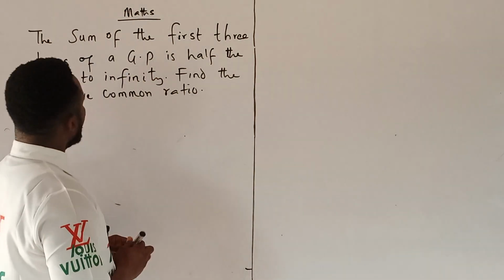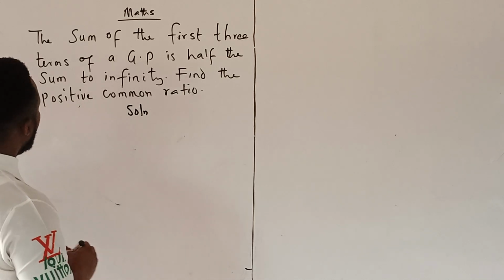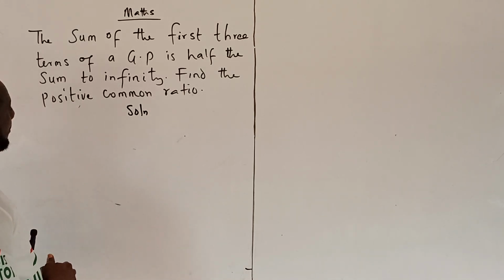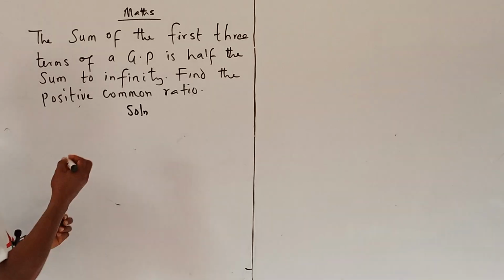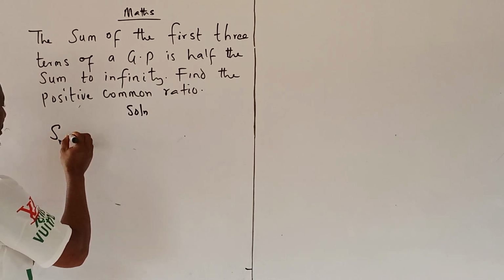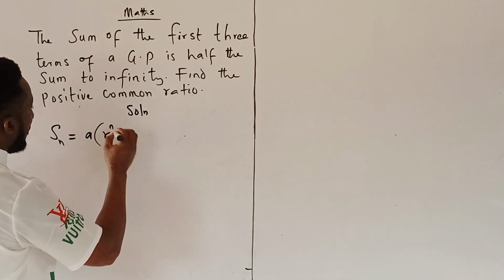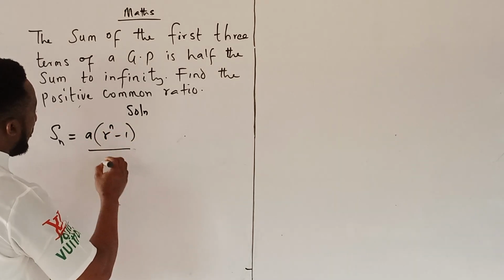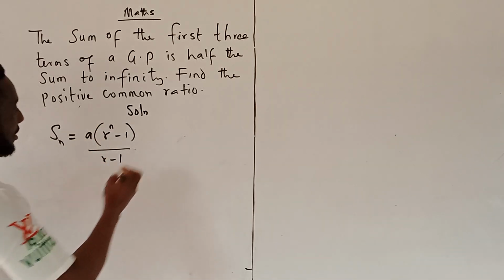So the question is simple. First, the formula for finding the sum of the n terms of a geometric series is S_n equals a times (r to the power of n minus 1) upon (r minus 1), where a is the first term of the series, r is the common ratio, and n is the number of terms.